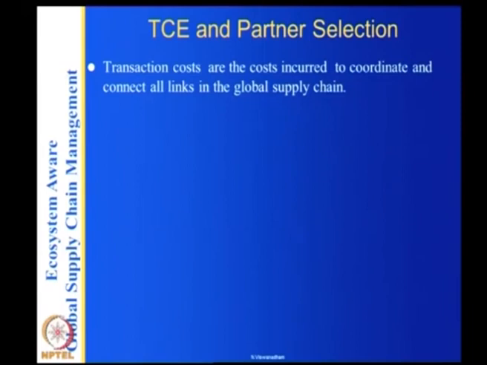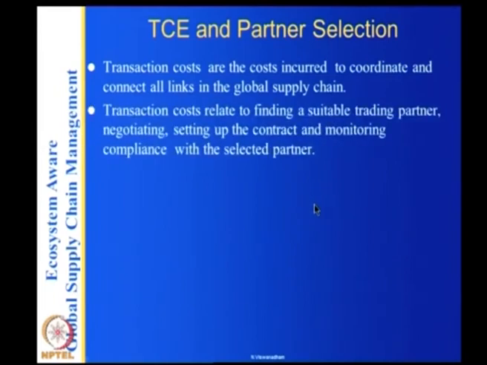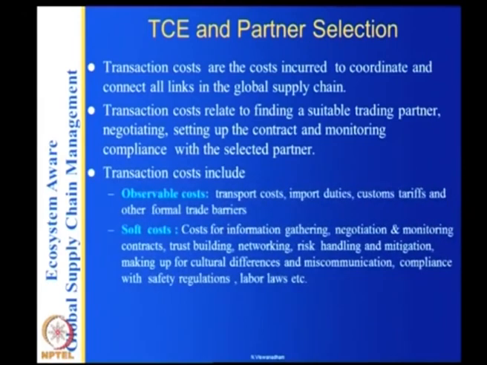For coordination, transaction costs are the costs incurred to coordinate and connect all links in the global supply chain, and they relate to finding a suitable trading partner, negotiating, setting up the contract, and monitoring compliance with the selected partners. There are observable costs and soft costs. Transport costs, import duties, and so on are observable costs, and there are soft costs for information gathering and so on. So the transaction costs here, as we have seen in the diagram for partner selection, need the additional costs of maintaining greenness.